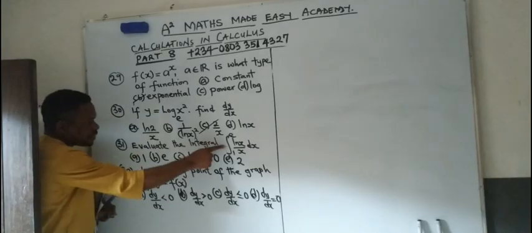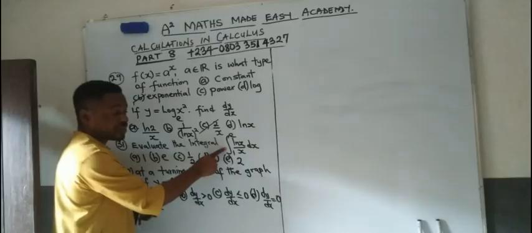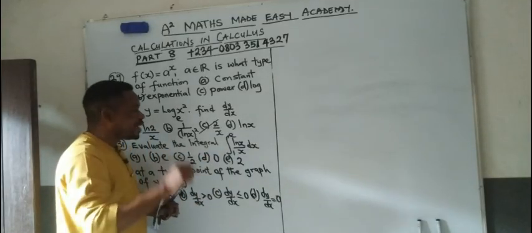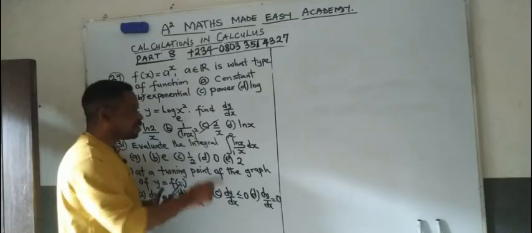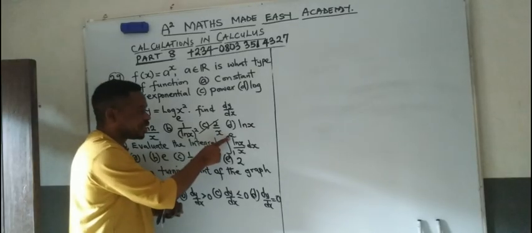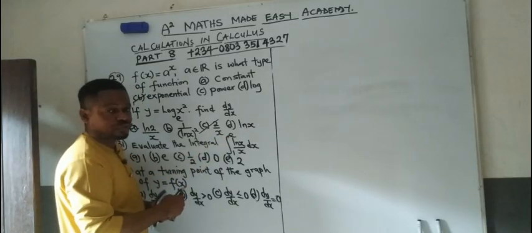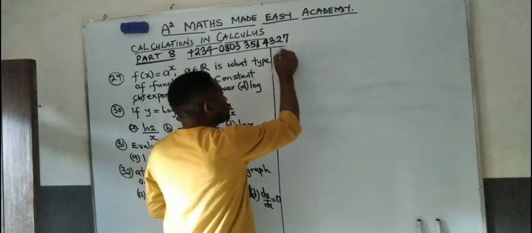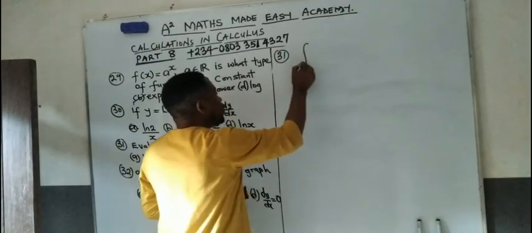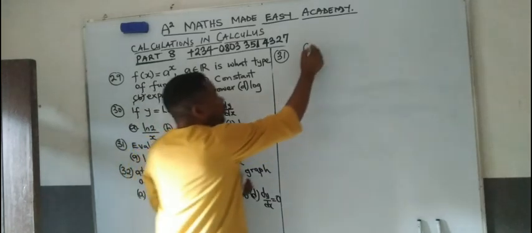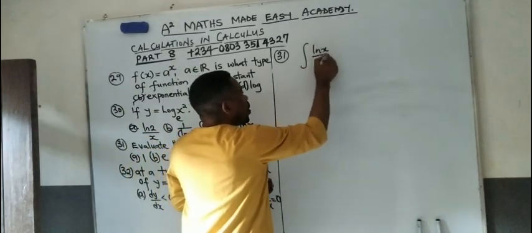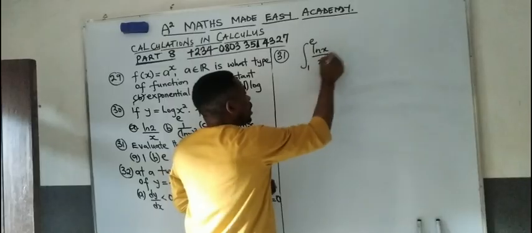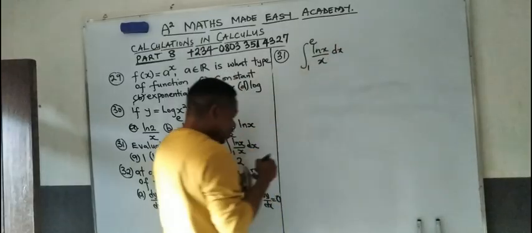This is called integration. And what type of integration is this? We call it definite integration. Why is it called definite? Because it's bounded by upper limit, which is exponential, and lower limit is 1. Can we evaluate it? Now the question number 31 says we should evaluate integral of ln x over x bounded by exponential and 1 under dx. Are you with me now?